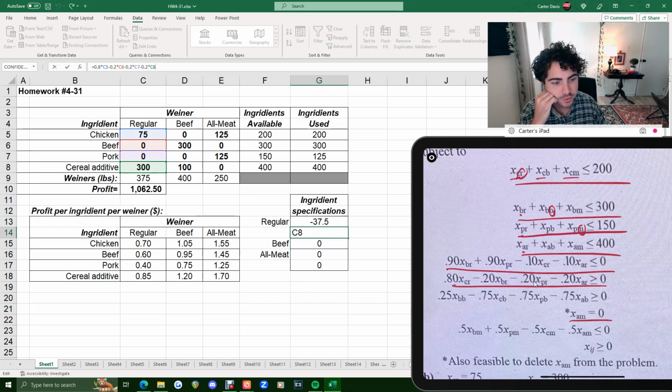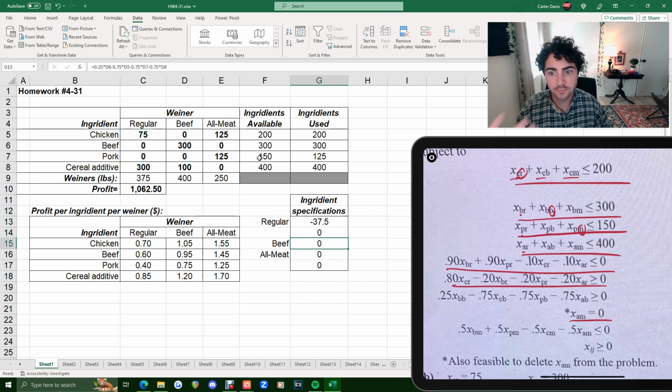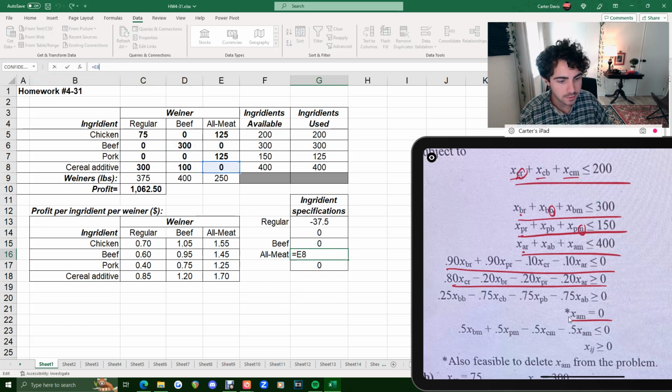So 0.8 minus 0.2 minus 0.2 minus 0.2. You can see that equation here, 0.8 minus 0.2, 0.2, 0.2 for all the ingredients for the regular wieners. Again, no one input these values. The computer produced these values. We didn't have anything in here besides the formulas until we hit solve, okay? And then hopefully you can see all the other constraints corresponding to these equations in this column here. So the 0 is equal to E8, so that's this, and then the 0.5 situation for this.